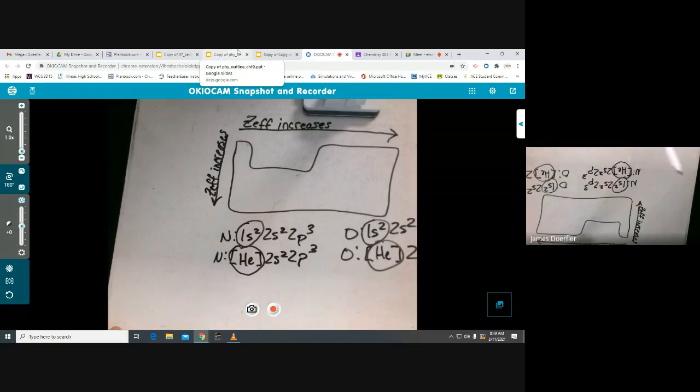So that's what I'm talking about with effective nuclear charge. The security guards' numbers stay the same while the valence electrons and protons that are trying to attract each other increase. So that is all for today.